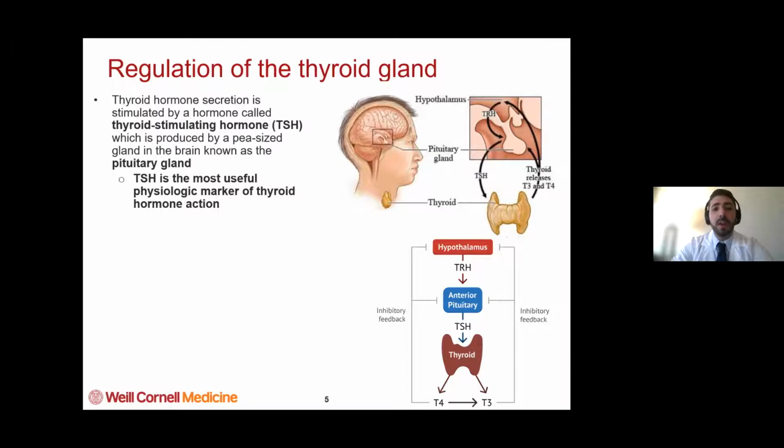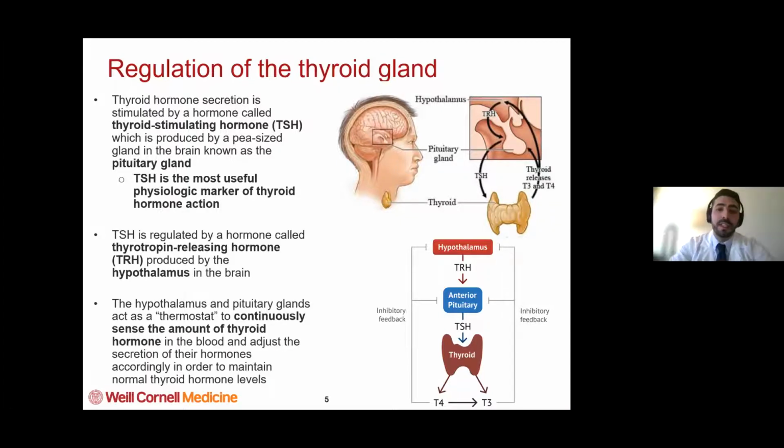I think it's important that we have a basic understanding of this regulation pathway. You'll see on the upper picture on the right the pituitary gland, that pea-sized gland that lives up in our brain. I often describe it as the mother of all endocrine organs because it secretes hormones that go out into the body and tell all of the other endocrine organs to work and when to work. In the case of the thyroid, it secretes a hormone called thyroid stimulating hormone, or TSH. Its job is to go through the blood to the thyroid and tell the thyroid gland to work to produce hormone. It is the most physiologic marker of thyroid hormone action in the body.